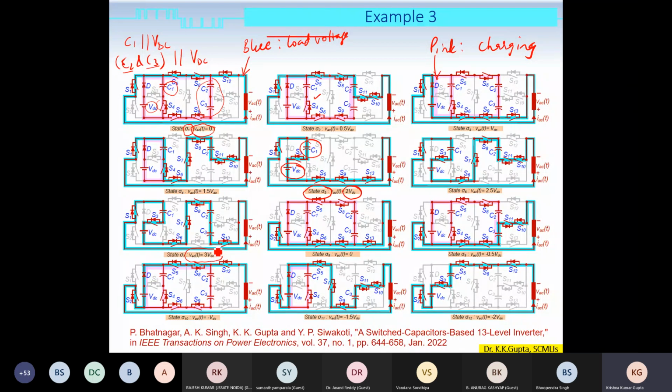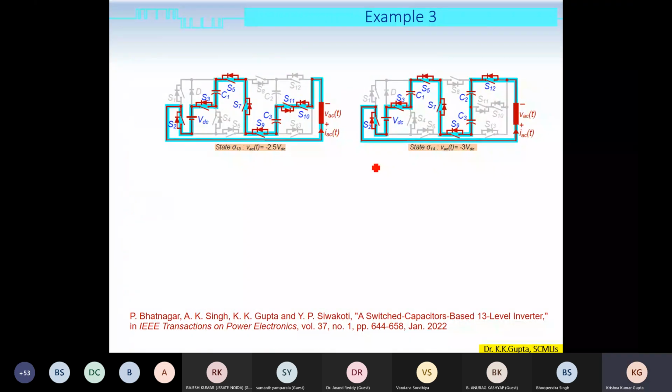Moreover, the step size is 0.5 VDC, you see, 1.5 to 2, 2 VDC to 2.5 VDC, right? So the step size is good here, 0.5 VDC. Similarly, we can show the states for negative levels also, right? What I have done here is I have named the states sigma 1 to sigma 14, the total number of states here. The last state is used to obtain a voltage equal to minus 3 VDC across the load.